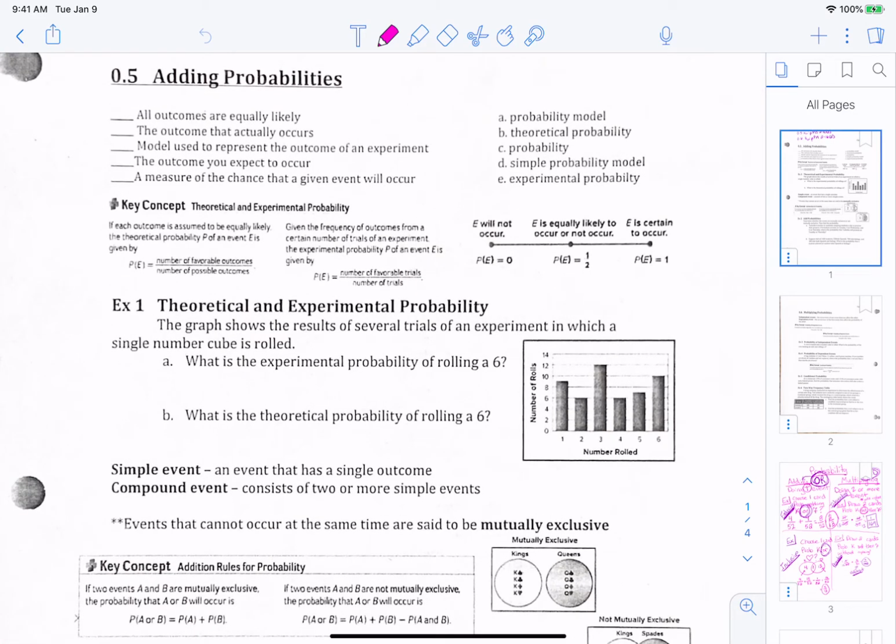All outcomes are equally likely in a simple probability model. D. All outcomes are equally likely. Like rolling a dice, as long as it's not a rigged dice. You have a 1 in 6 chance of getting any number on a dice in a simple probability model. The outcome that actually occurs. A.